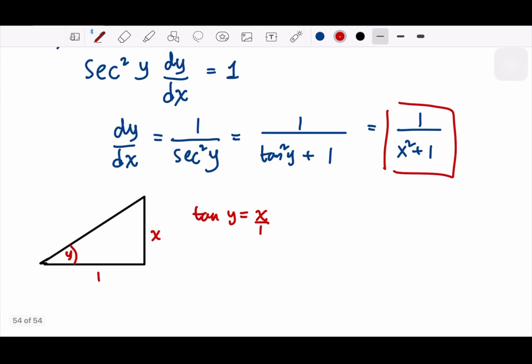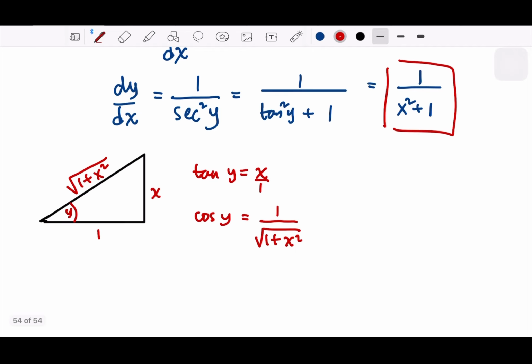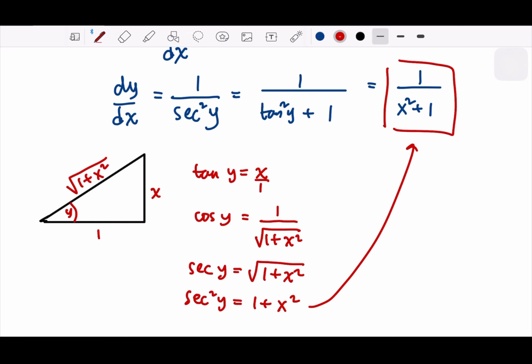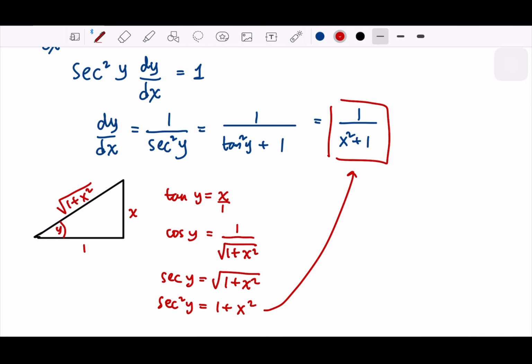Now if we have cos y, then this will be 1 plus x squared, right? Cos y will be 1 over, so the secant is just 1 over the square root of 1 plus x squared, and the secant squared y will be 1 plus x squared. And it's the same thing with our results. Okay? So it's a similar result.